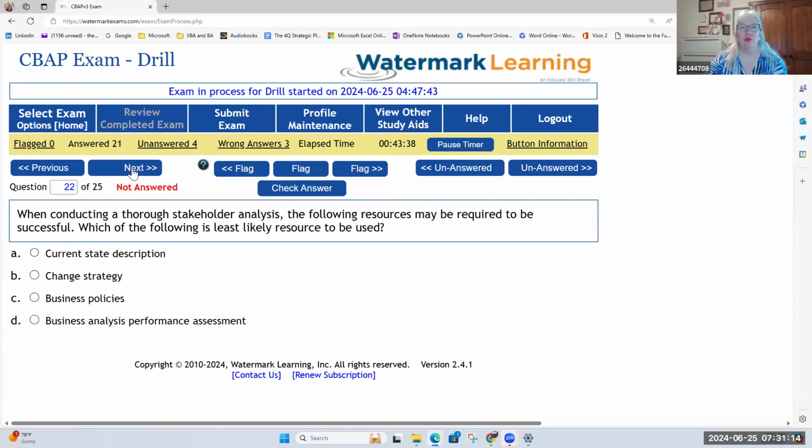When conducting a thorough stakeholder analysis, the following resources may be required to be successful. Which of the following is the least likely resource to be used? So a thorough stakeholder analysis, you know which part of which task in chapter 3 that is. Would it be the current state description, the change strategy, the business policies, or the business analysis performance assessment?